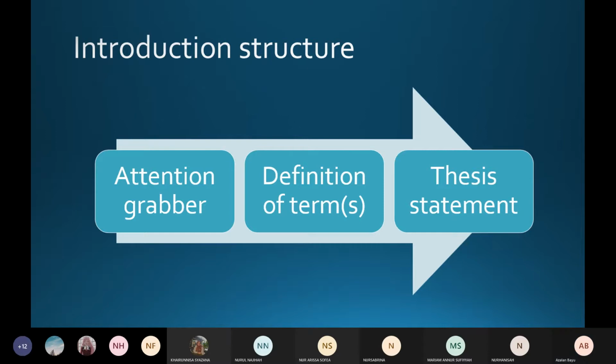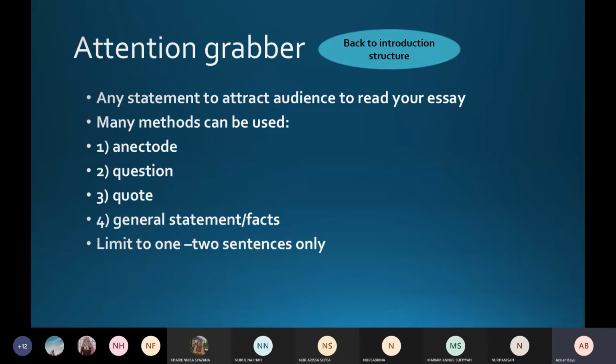Alright, 3 to 4 sentence, because kadang definition of term tu dia panjang sikit sebab kita nak explain certain term. Alright, so attention grabber followed by definition of term, and last sentence is thesis statement. Okay, do you follow? Alright, so what is attention grabber, what is the definition of term, and what is the thesis statement?